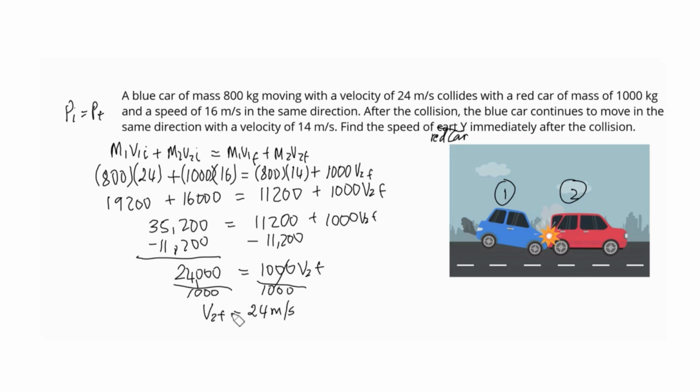So the final velocity of the second car, the red car, is now 24 meters per second. He was moving at 16 meters per second, and now after the collision he's sped up by 8 meters per second and is now moving at 24 meters per second, while the blue car, which was moving at 24 meters per second, is now moving at 14 meters per second after the collision. So he lost some momentum and basically gave it to the other guy.